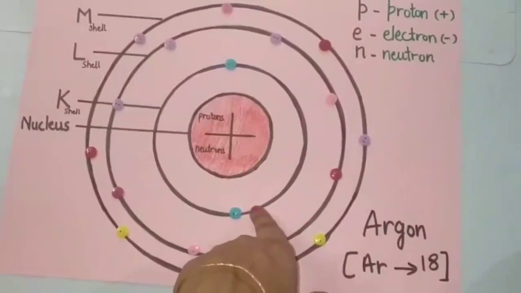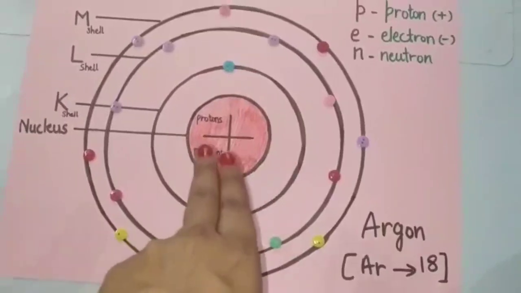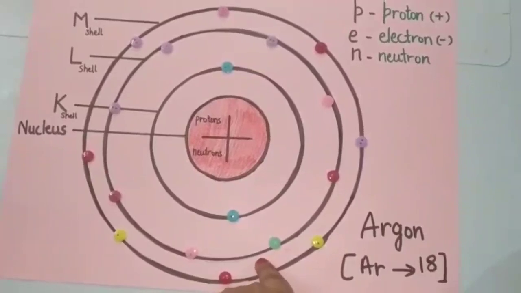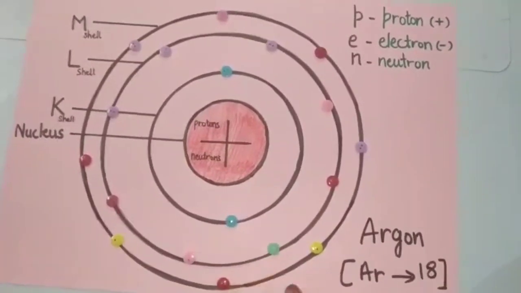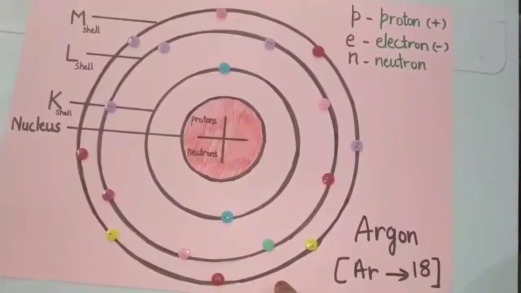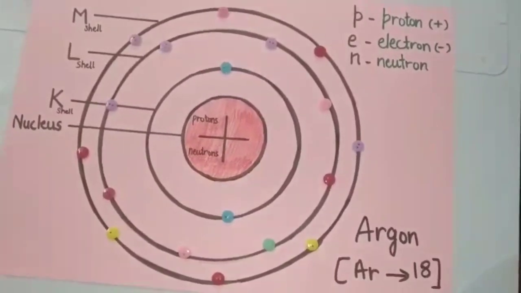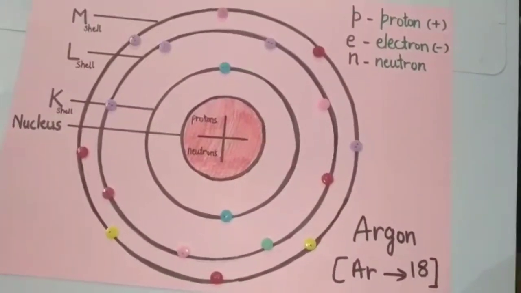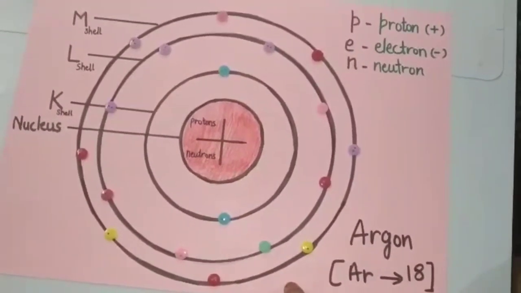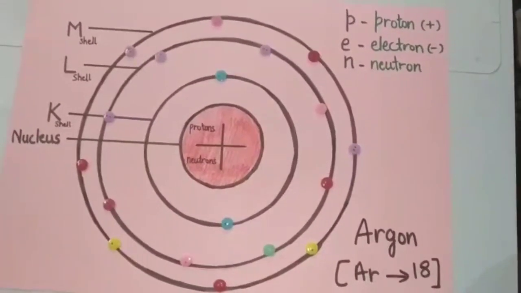Like in the first shell, which is the K shell, we put 2 electrons because it is very near to the nucleus. In the next shell, which is the L shell, we put 8 electrons. And in the outermost shell of argon, which is the M shell, we put 8 more electrons. So in this way, we put the electrons inside an atom. Now, it has 8 electrons in its outermost shell. It can't donate any more electrons.